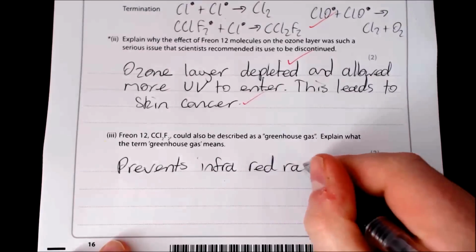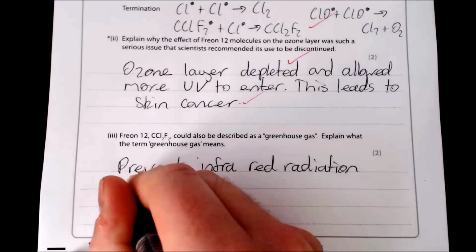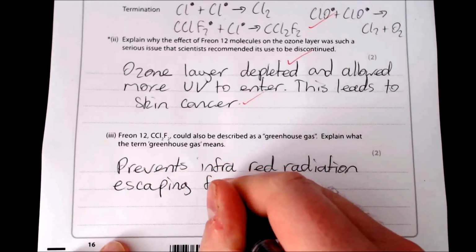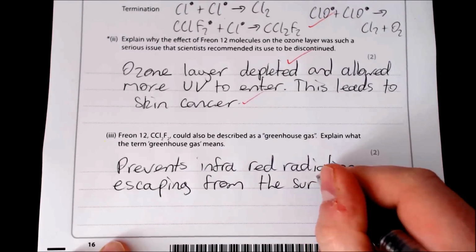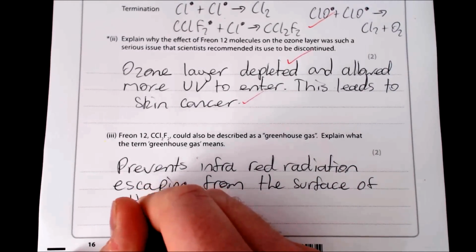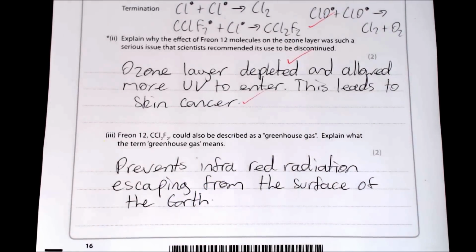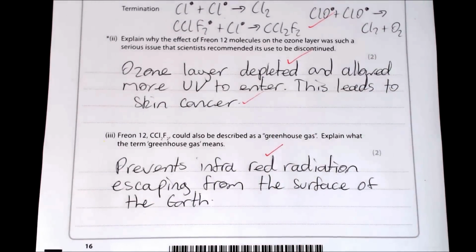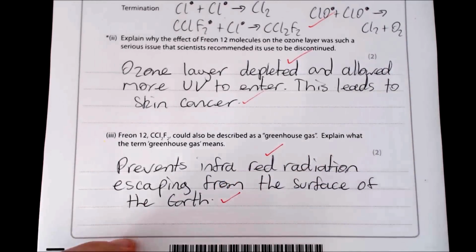infrared radiation escaping from the surface of the Earth. So it is 2 marks. So the first mark is prevents infrared radiation. You can use heat as well, prevents heat from escaping. And then you need to say where it's coming from. It's coming from the surface of the Earth.